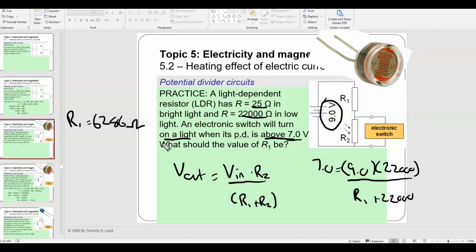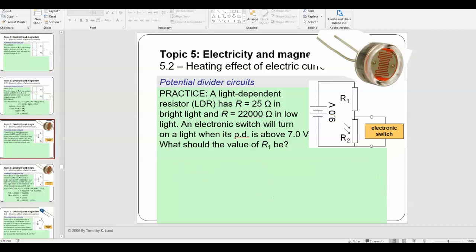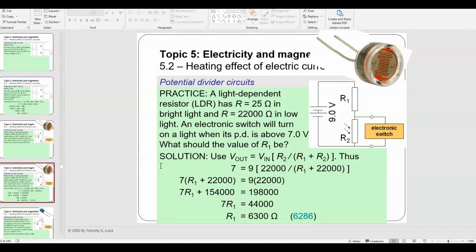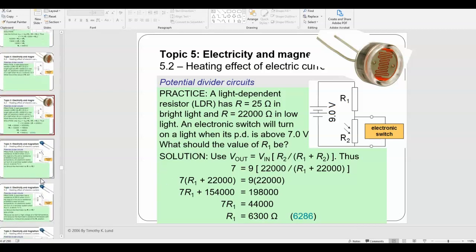Okay, so this one requires a little bit more thought because you have to understand in what situation you need the light to turn on. So if you want to build this type of circuit, then you would just go to your box and pick out a resistor R1 that is somewhere around 6200 or 6300 ohms. Okay, so there is the given solution.